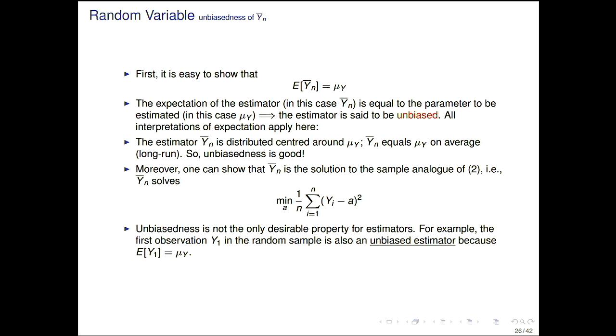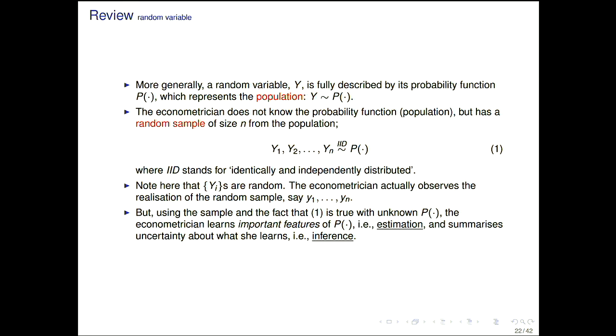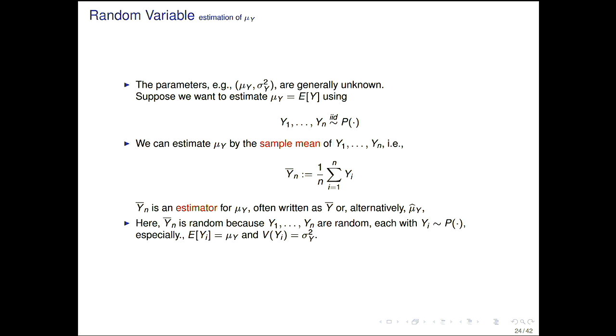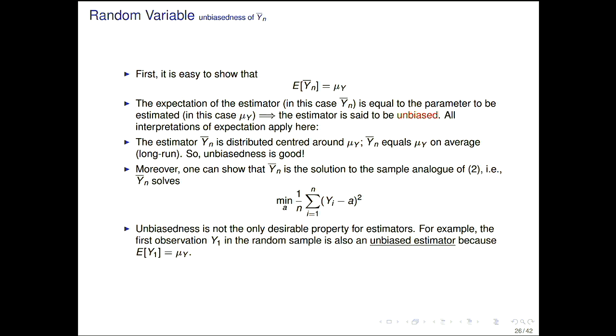Another thing is that it turns out y bar is the solution to minimizing the sample analog of the statistical loss function. You remember that expectation is a solution to this loss function, and if you have an average instead of expectation, then we can say that the sample average is the solution to this minimization problem. So the sample mean is minimizing our error in predicting the next value of the random variable y.